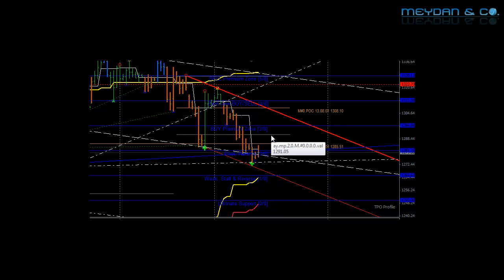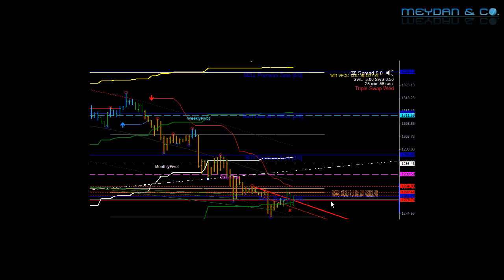That is 1291, and that is 1290.60. So when it comes up here, it's going to be about 1291. If it gets up there, you sell there again.